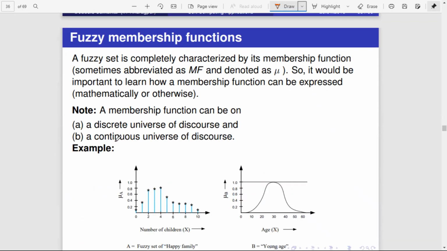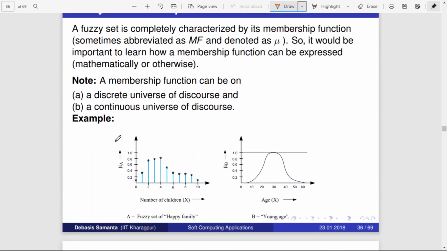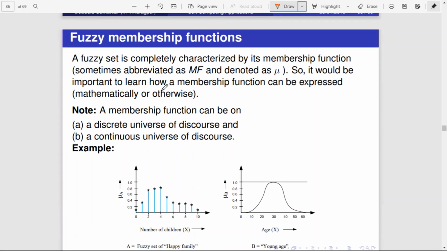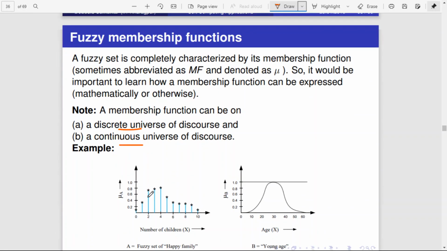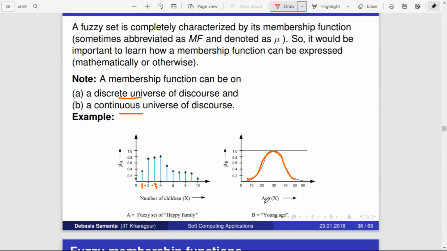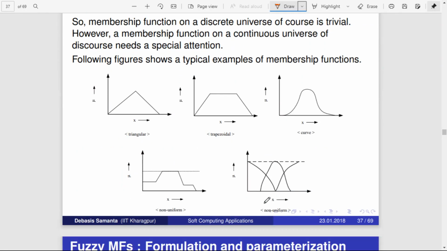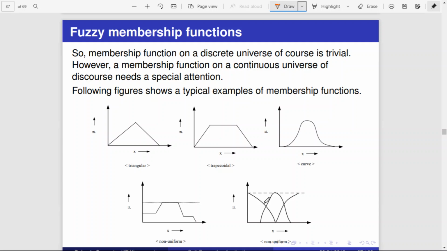As we have already discussed, the membership function can be either discrete or continuous. This is an example of a discrete membership function, where there are discrete values, say 0, 1, 2, 3. It's not continuous; in between there is nothing. Whereas this is a continuous membership function. Right.